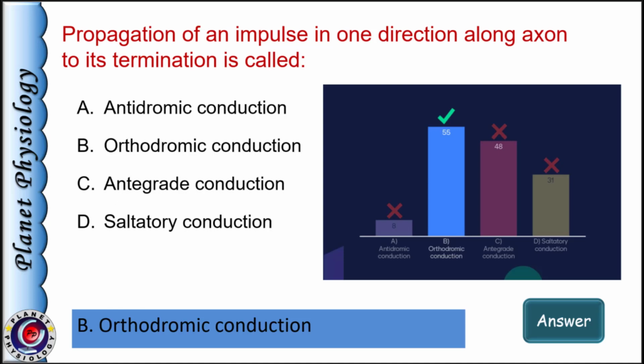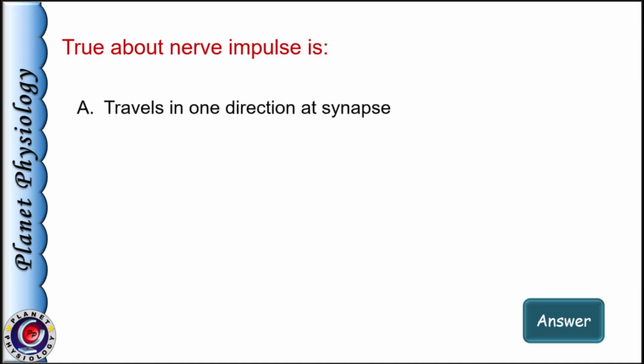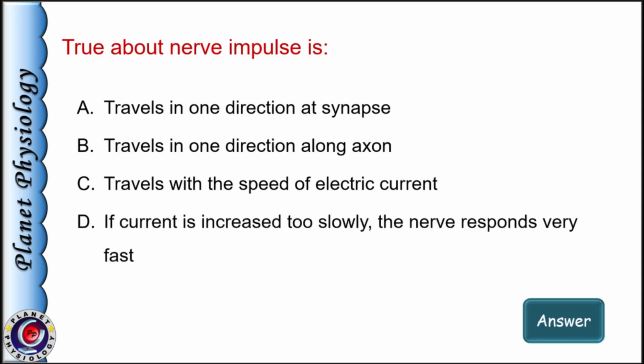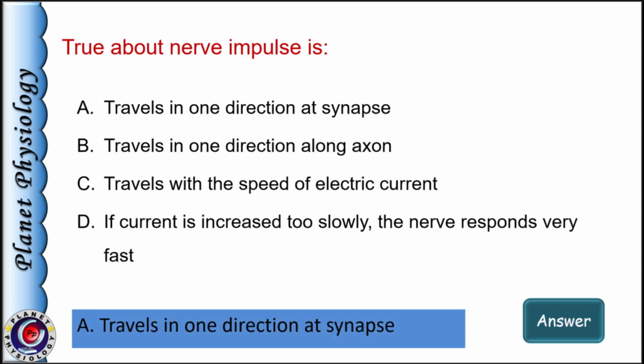Okay, the next question is, true about nerve impulse is A. Travels in one direction at synapse, B. Travels in one direction along the axon, C. Travels with the speed of electric current, and D. If the current is increased too slowly, the nerve responds very fast. Yes, correct answer is option A.